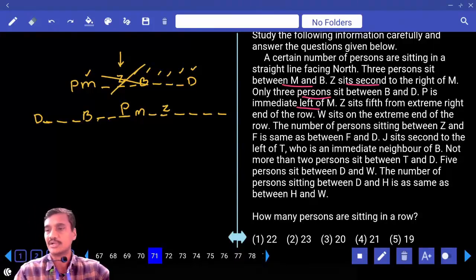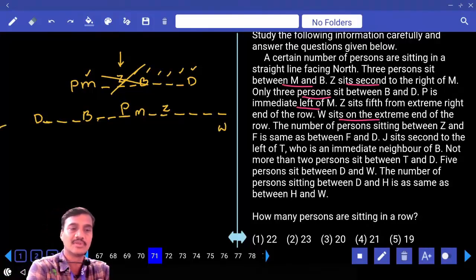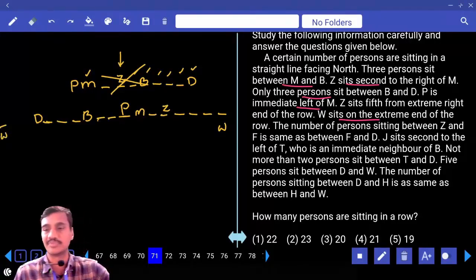And next one, W sits at one of the extreme and other row. W is at one of the extreme ends of the other row. Whether W can be to the left hand side or to the right hand side, isn't it? Maybe W is at the first from the left or first from the right.